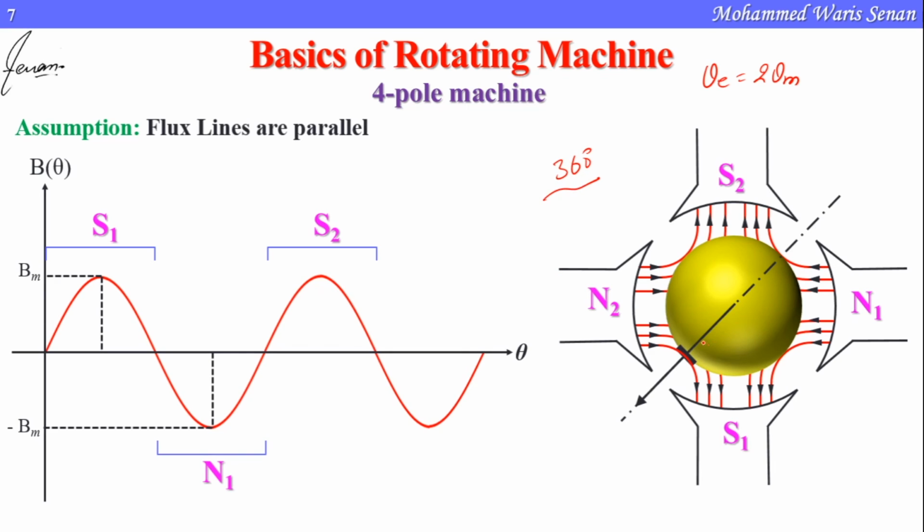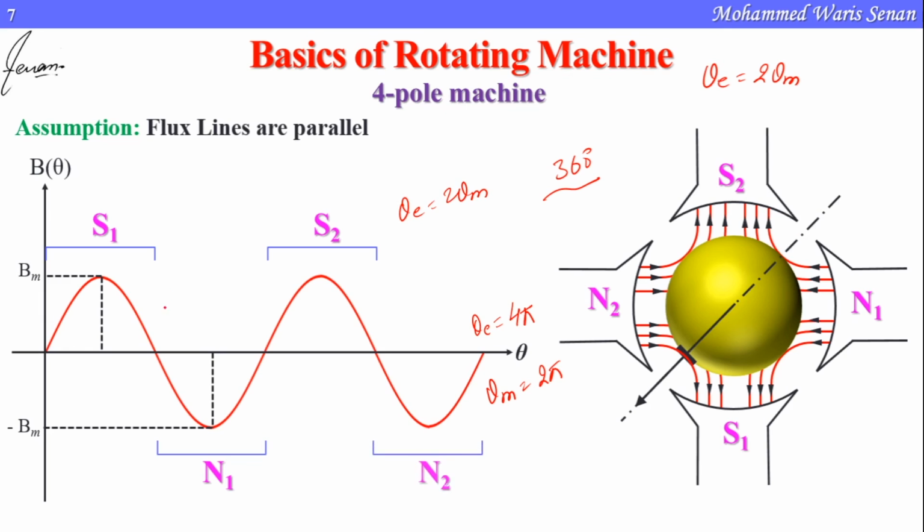But you can see, only by rotating once, we trace 2 cycles of the B wave. It means theta electrical that we have traced here will be 4 pi because we have 2 cycles. For 1 cycle, theta electrical is 2 pi, so for 2 cycles, theta electrical must be equal to 4 pi. But theta mechanical in this case is 2 pi only. So we can clearly observe here that theta electrical is twice theta mechanical.